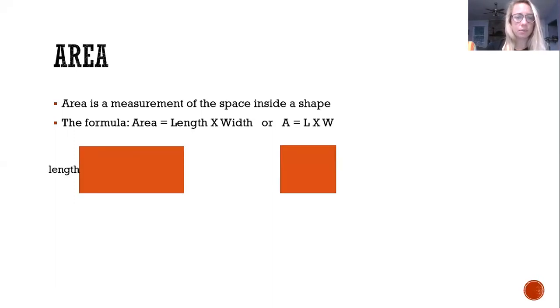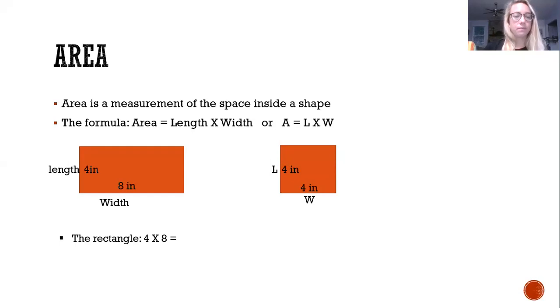So for our example, we have two shapes. We have a rectangle and a square. The length and the width of the rectangle are written right there. That can also be written as L and W. Now the numbers that correlate with these sides are 4 inches and 8 inches, and 4 inches and 4 inches. So we're going to find the area for both of these two shapes.